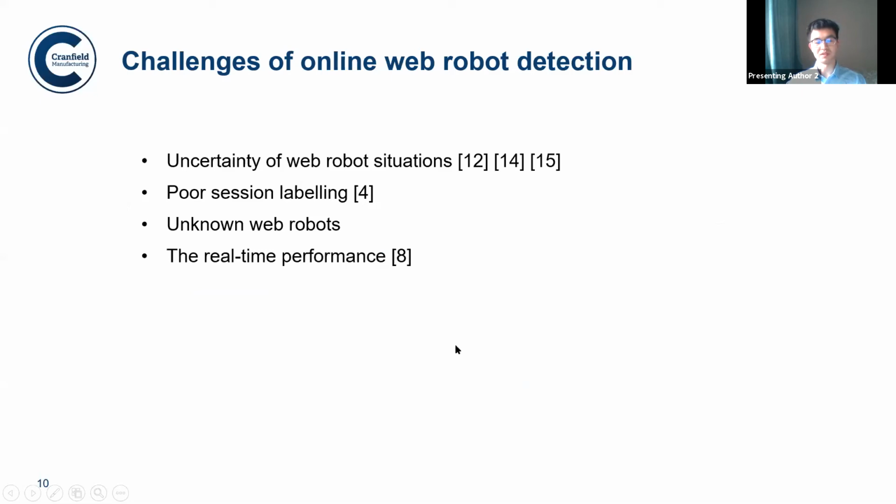The third one is different from the first one. That is, there may be new types of web robots which are unknown to the existing systems. The last one means that the accuracy of the existing online detection systems seems to be lower than that of offline detection systems. This may mean that the performance of online detection systems can be improved. That's all I have to say about online web robot detection.